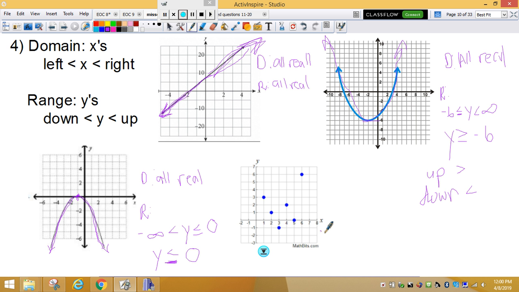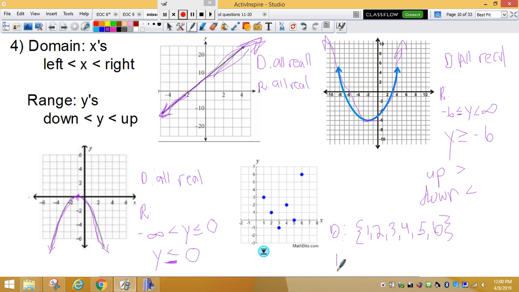Okay, what if they give you dots? If they give you dots, then we're not going to use the inequalities. We're going to list out every number. So domain are my x's. So this x is at 1. This x is at 2. This x is at 3. This x is at 4. This x is at 5. And this x is at 6.